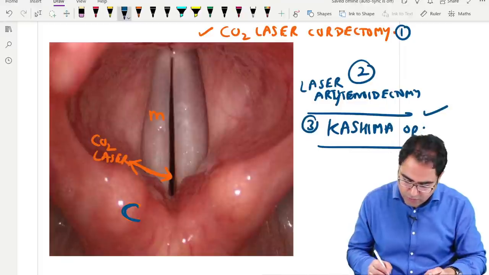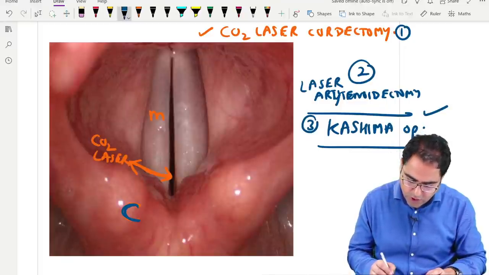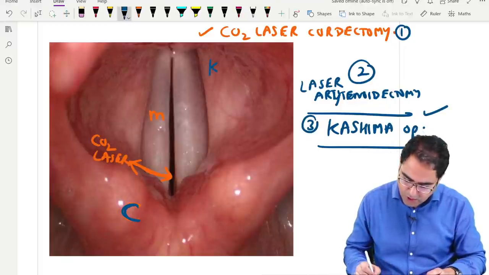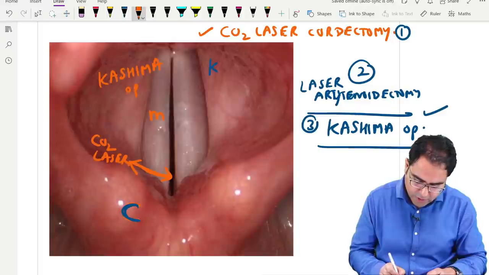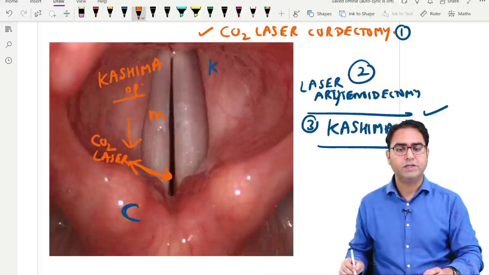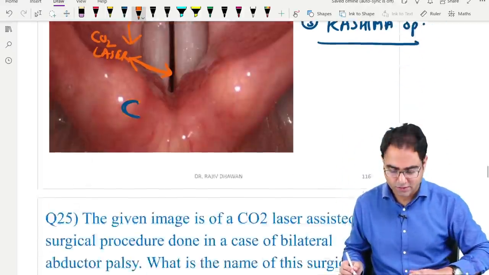Kashima. This is called which operation? Kashima, beta. Kashima, not Kakima, beta. This is called Kashima operation. K-A-S-H-I-M-A. Kashima operation, beta. Understood, beta? Kashima operation. Very good.